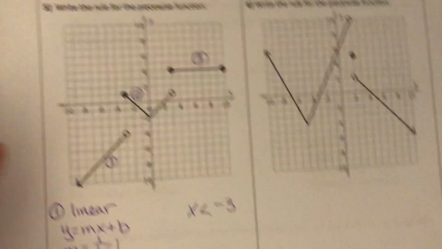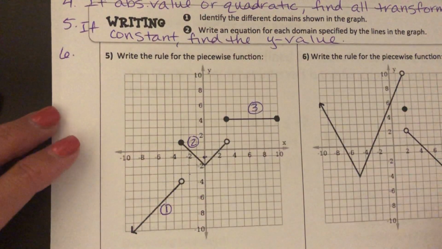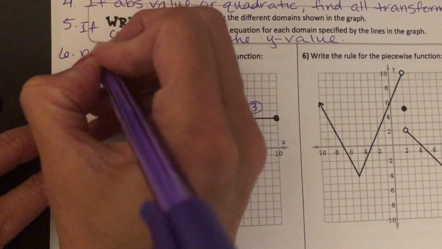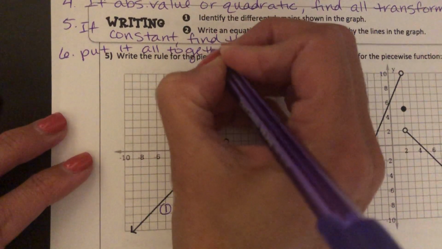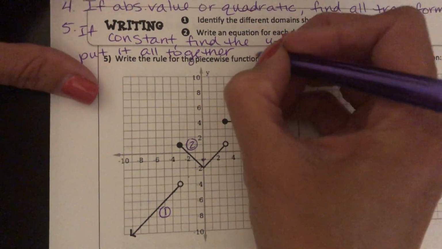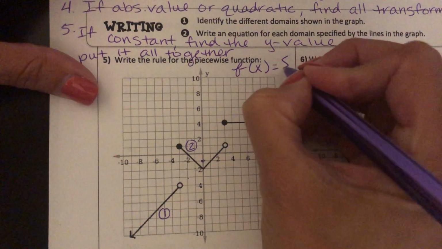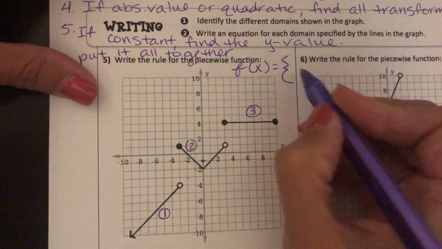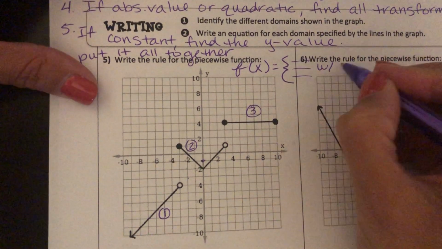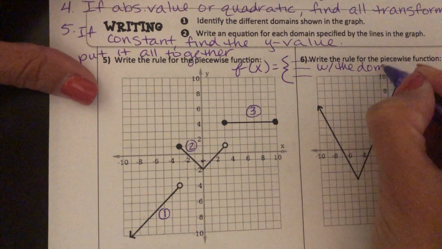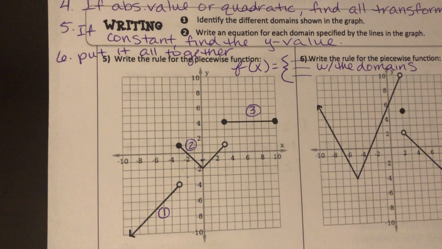So that would be the last step. Let's write the last step down. Step 6. We're going to put it all together. And you write that as f of x equals, and then your fancy bracket, and then you write your equations with the domains. All right, so that's how you work it out.